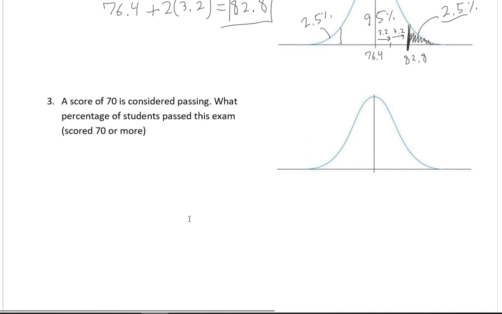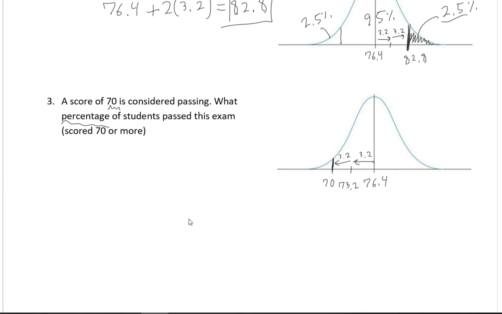Last one. A score of 70 is considered passing. What percentage of students passed this exam, scored 70 or more? Okay. So this one's a little bit different because now we have a value given to us and we're trying to find a percentage. So 76.4, I want to see where 70 is in relation to that. 70 is below 76.4. If I go down 3.2, we get to 73.2. So not quite there yet. And if I go down another 3.2, I get down to 70 exactly. So that's where 70 is.